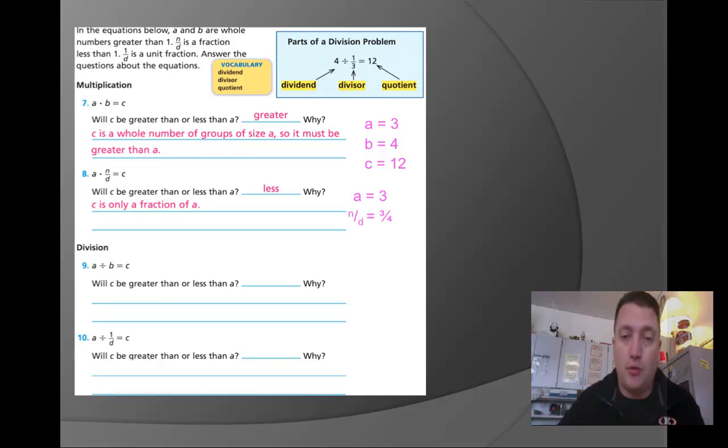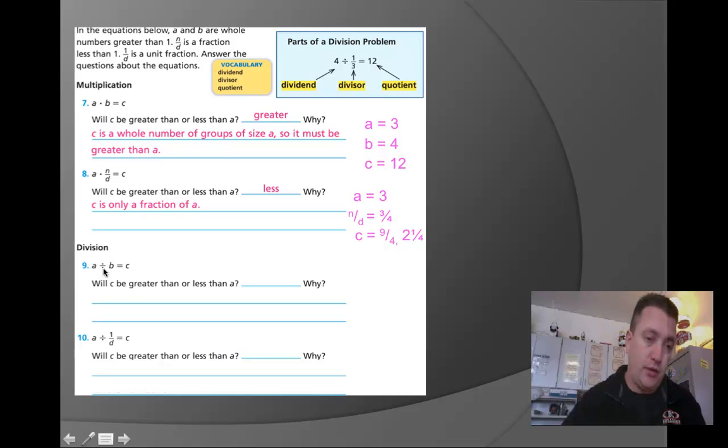So if I said A equals 3, and I said that instead of N over D, I made that 3/4. Okay, if I multiply that out, I'm going to get 9/4, or 2 1/4. 2 1/4 is less than the 3 that we started with, and that's really what they're trying to get after. That's that second I can statement you wrote down.